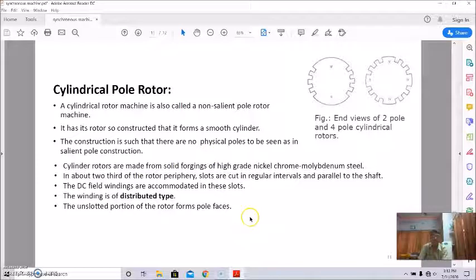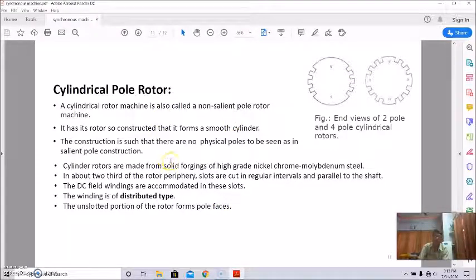Cylindrical rotors are made of solid forgings of high-grade nickel, chrome, molybdenum steel. In about two-thirds of the rotor periphery, slots are cut at regular intervals parallel to the shaft, and the DC field windings are accommodated in these slots. The winding is of distributed type, and the unslotted portions of the rotor form the pole faces. That is shown here.